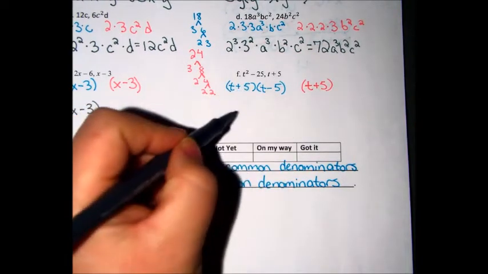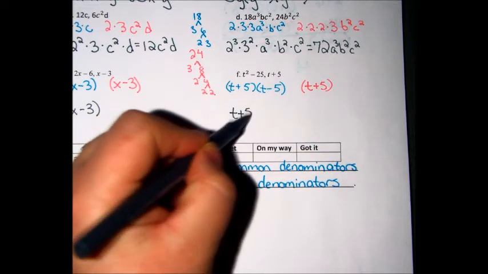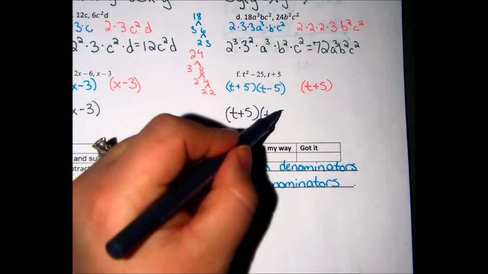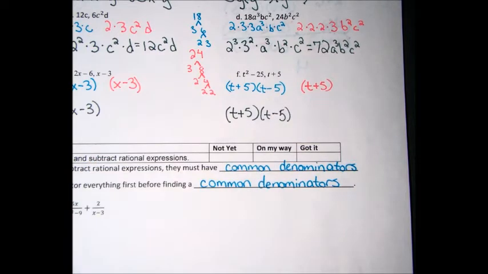So they have the same amount of t plus 5's. And this one has the most amount of t minus 5's. So my common multiple, or my least common multiple here, is t plus 5 and t minus 5.